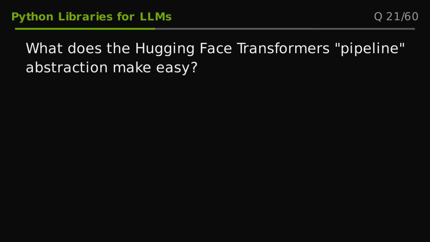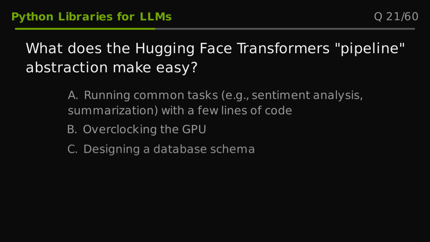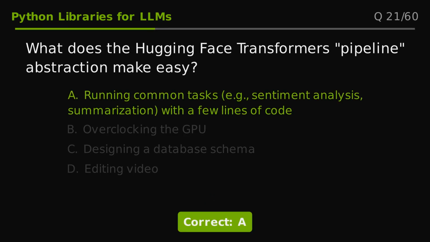Question 21. What does the Hugging Face Transformers pipeline abstraction make easy? Option A. Running common tasks, for example, sentiment analysis and summarization, with a few lines of code. Option B. Overclocking the GPU. Option C. Designing a database schema. Option D. Editing video. The correct answer is A.